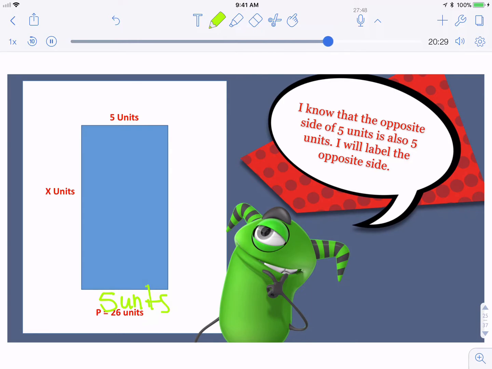So if I subtract the two sides that I know, 5 and 5, from 26, which is the perimeter, it should tell me the answer for both unknown sides. Can you figure it out? So if I subtract 26 minus the 2 units that are 5, which 5 plus 5 is 10, so 26 minus 10 is 16. Now, see if you can figure out what x equals.